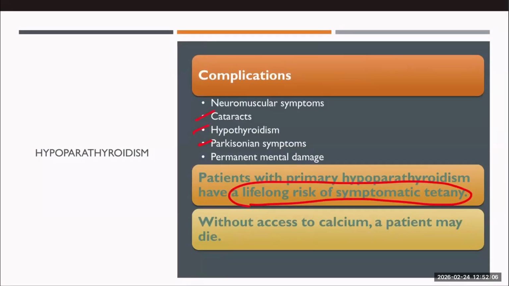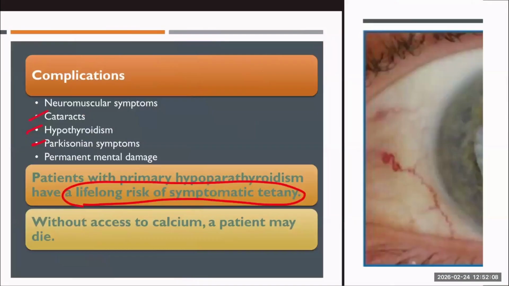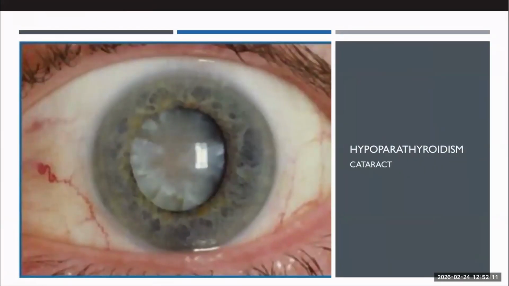So the patient education is very important. They have to take the calcium. Here's a cataract due to hypoparathyroidism.